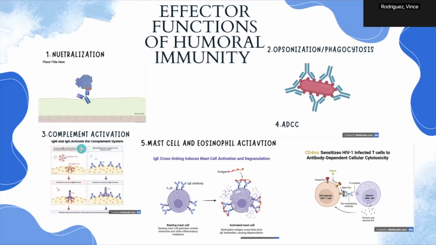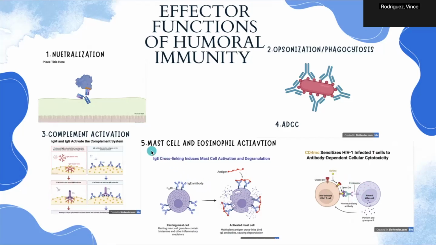Complement activation. This is when antibody-bound microbes will start up the classical complement pathway. And the fourth one is ADCC. This is when antibodies will bind to infected cells, usually viral, and natural killer cells. The Fc receptor will bind to the antibody, causing the natural killer cells to then attack and kill the infected viral cell.